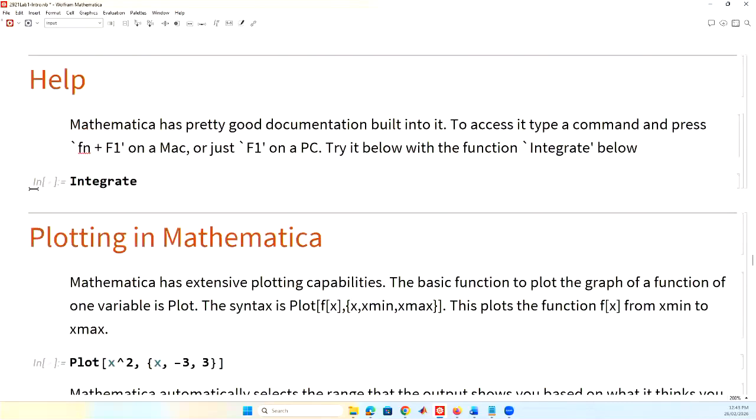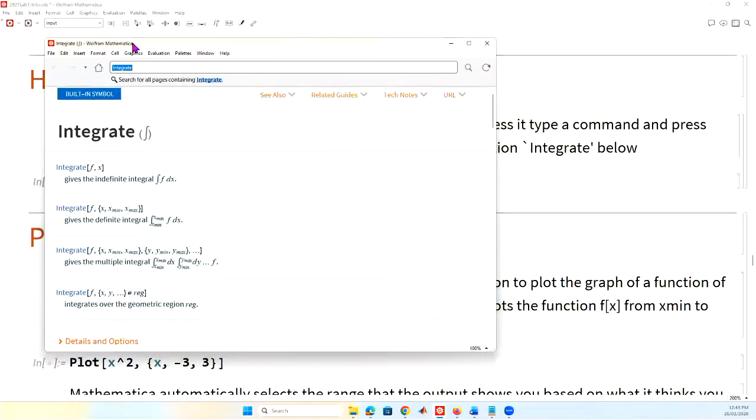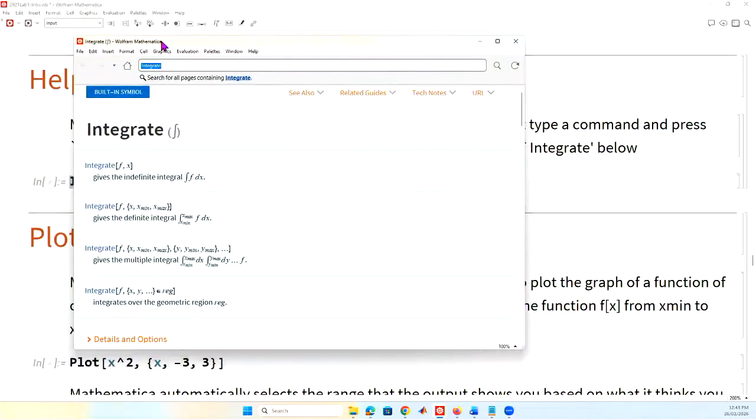Okay, Mathematica has a very good help function. If you sit on a line and you wonder, what does integrate mean? Then you press F1. Press F1 on my computer. And it will open up on my other screen. And it will tell you. Mathematica tries to be helpful. It is often misguided, but it does its best.